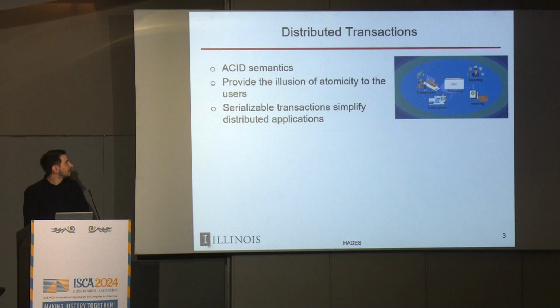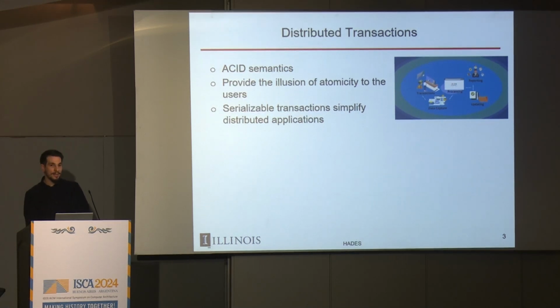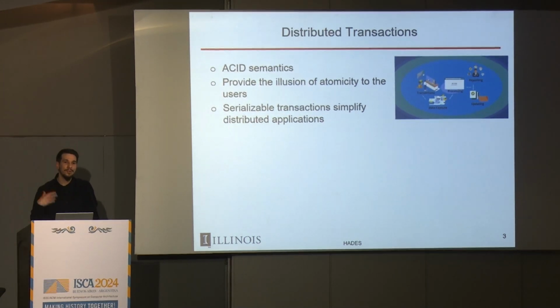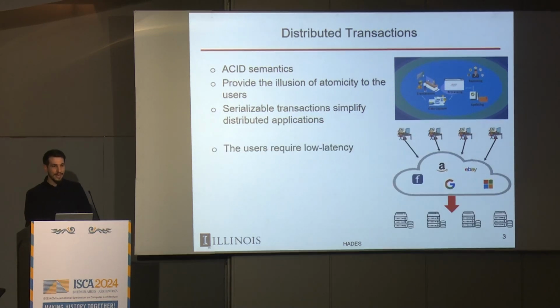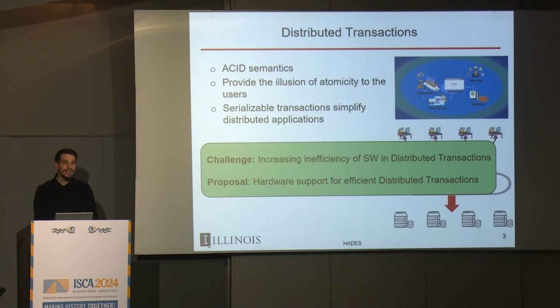So in such environments, distributed transactions are very popular because they provide ACID semantics, so they give the illusion to the user that you are executing atomically. And having serializable transactions simplifies how we can reason about distributed applications. On the user side, they always require very low latency. So the challenge here is how to handle the increasing inefficiency of software in distributed transactions.